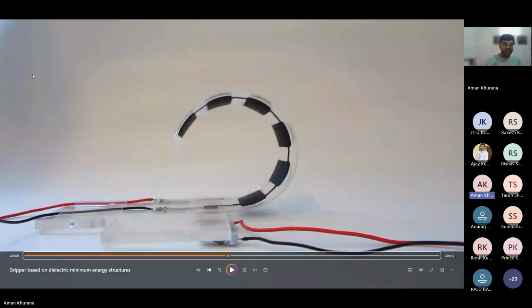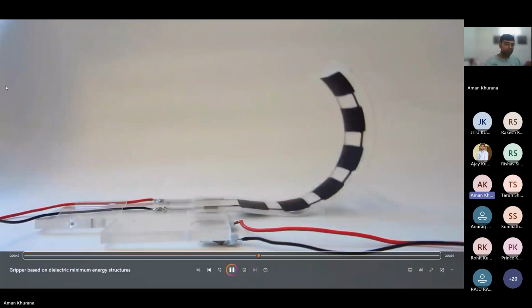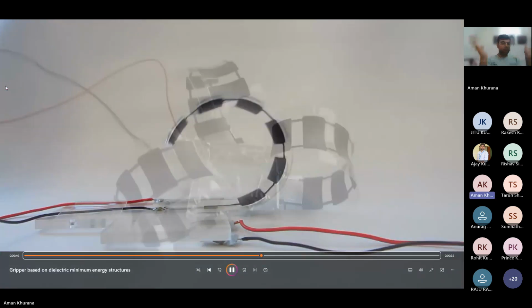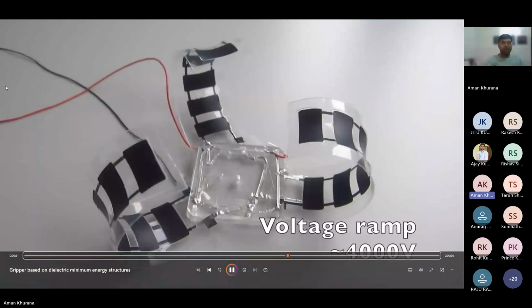So if you have the cyclic voltage, you can see it will behave like this. This is the ramp voltage being applied. Now, if you apply the cyclic voltage, it can go like this continuously. So this is a three-arm gripper that is developed based on this DEMES.